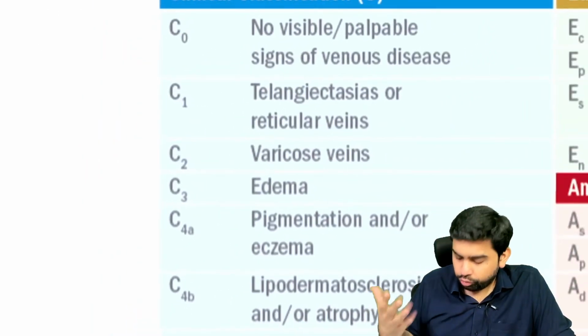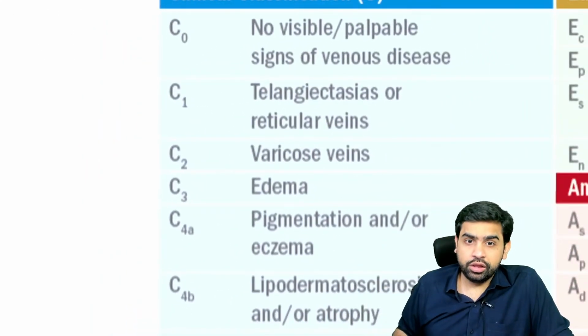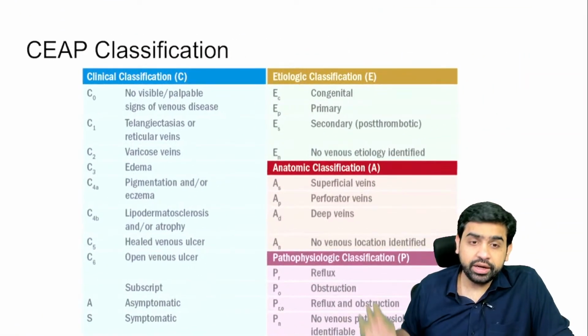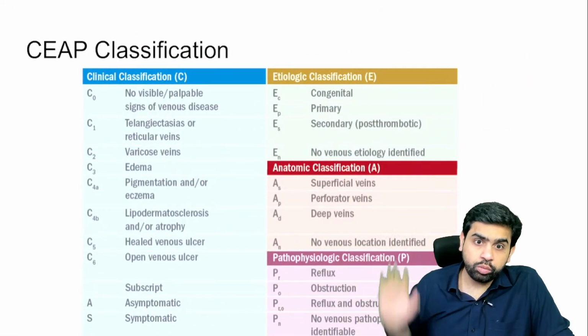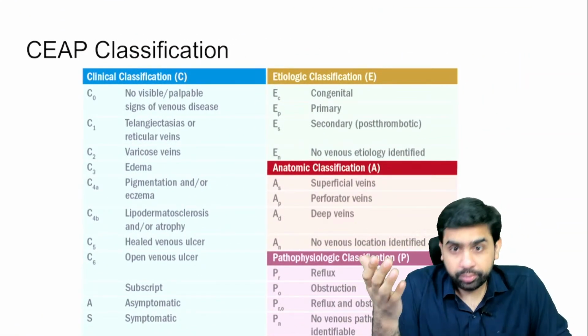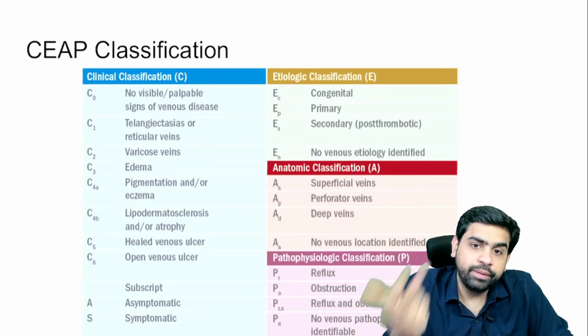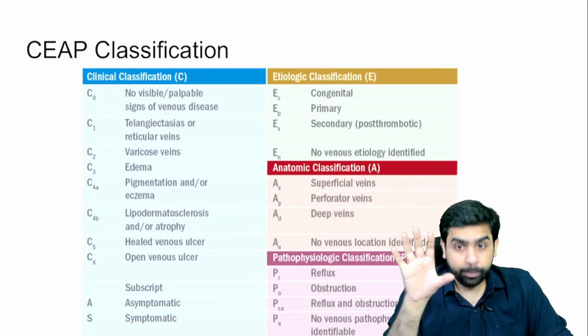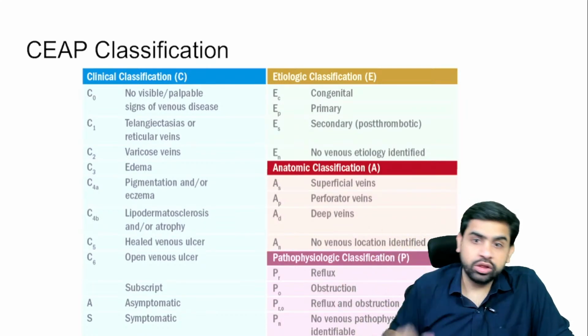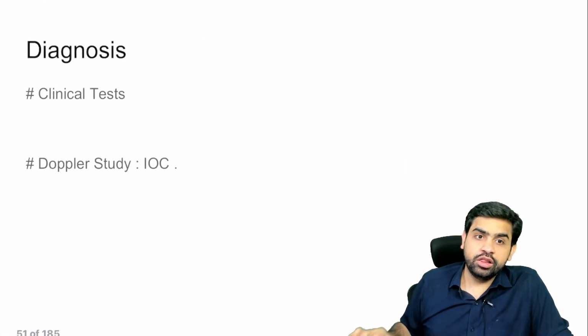I hope, and the most important thing about this is this particular stage. You can just go through it. I'll not repeat it, but I hope you have understood this point. So this is the CEAP classification. You should remember the other things as well: E stands for etiological, A for anatomical, P for pathophysiological. But the important one you need to remember is the C, that is the clinical stage of the CEAP classification.